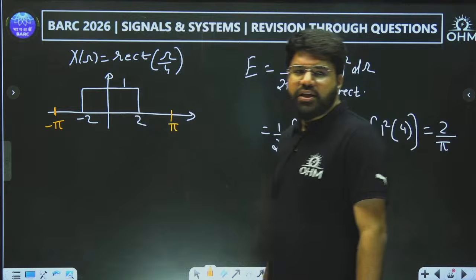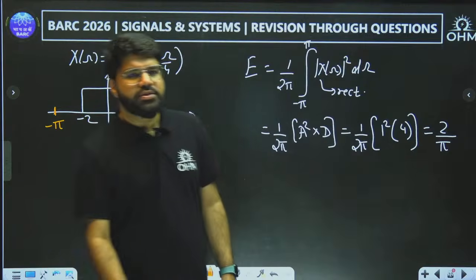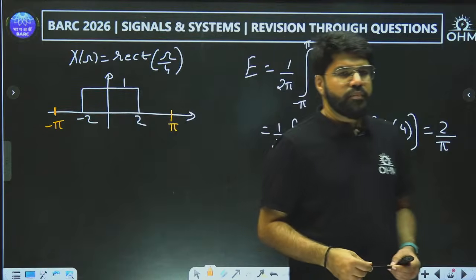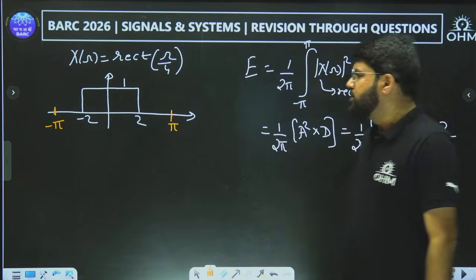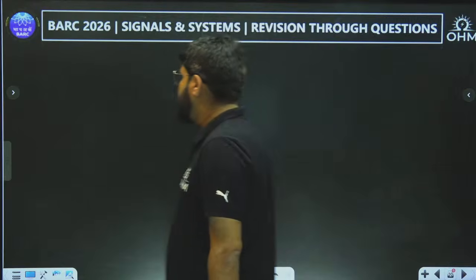Yes, correct answer, Sai Vikas. A is the correct answer. Yes, Mani correct. Ruku Bitra correct. Answer A, 2 by pi.